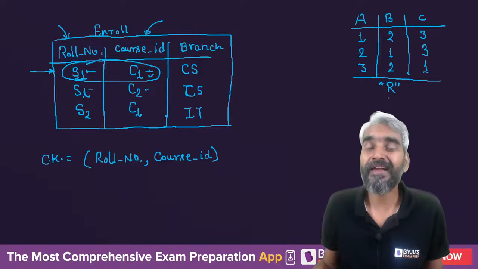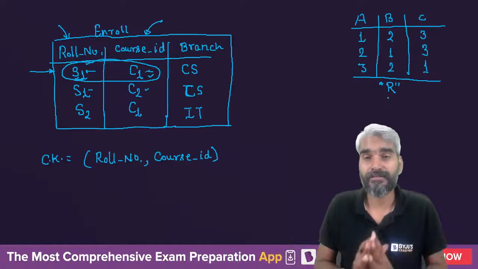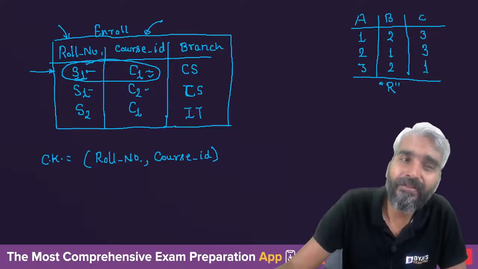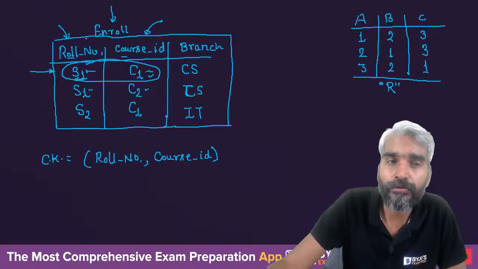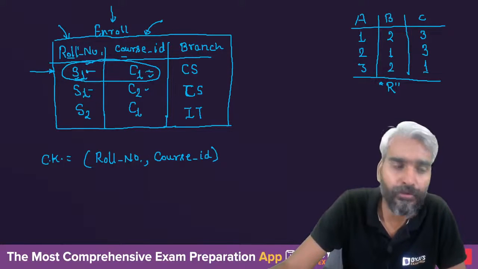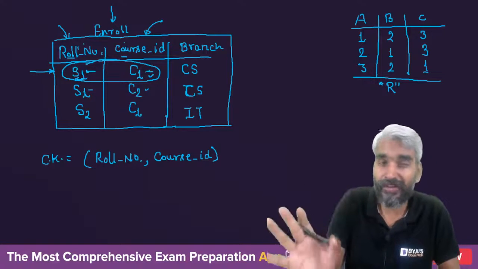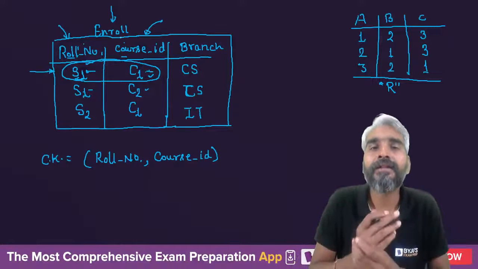Can you give me the candidate key of this relation? That's something which I want to discuss with you guys. So let's try to understand. Here we have the information that roll number and course ID are part of this table Enroll. So one student will enroll for one course only once. So we can gather some information based on the names of these attributes and the name of the relation.